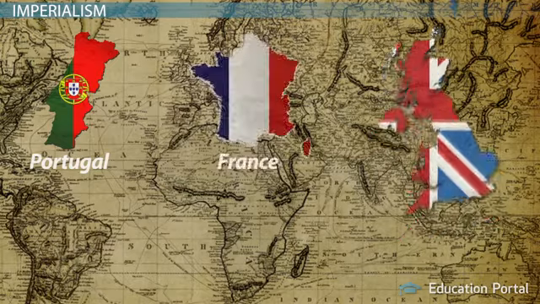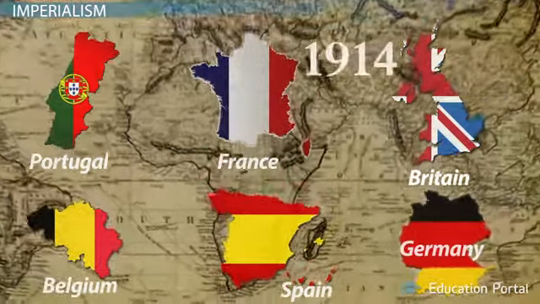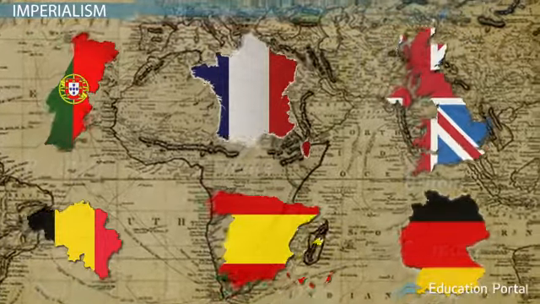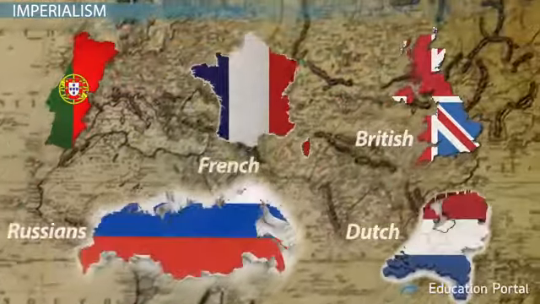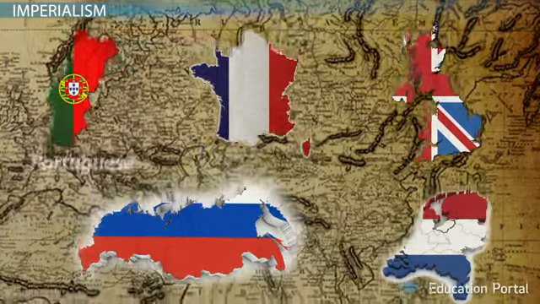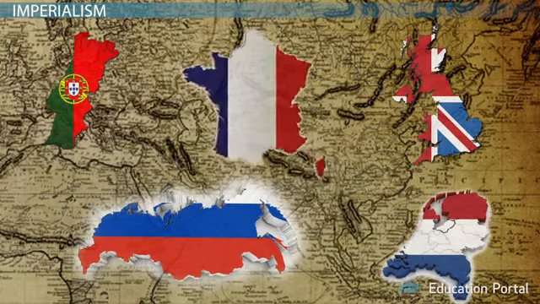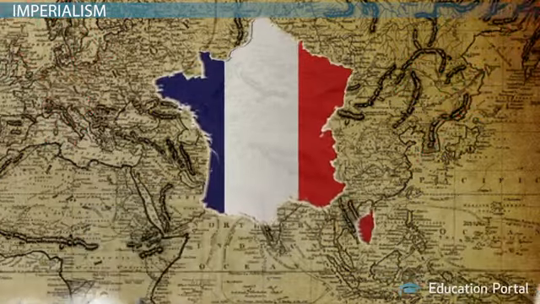Portugal, France, Britain, Belgium, Spain, and Germany had all set up colonies in Africa by 1914. In Asia, the British, Dutch, Russians, French, and Portuguese had taken pieces as well. In addition, since competition between countries was so fierce, sometimes one country would set up colonies in an area just to keep another country out.